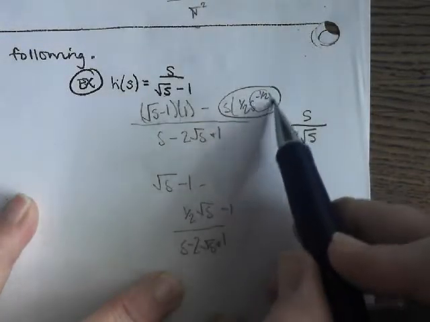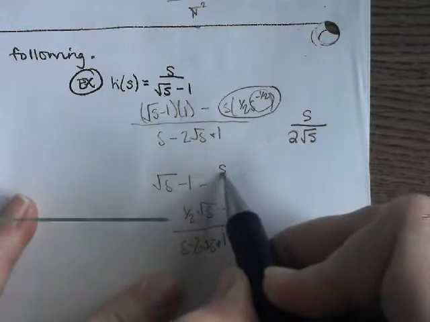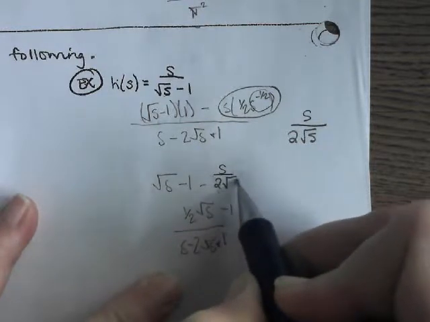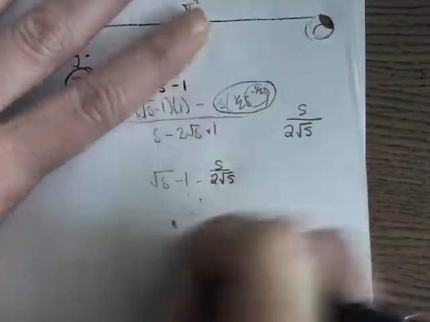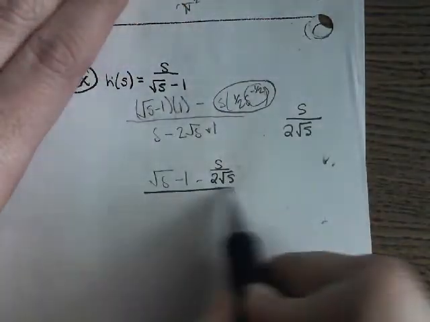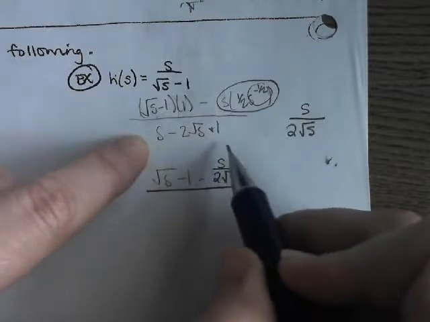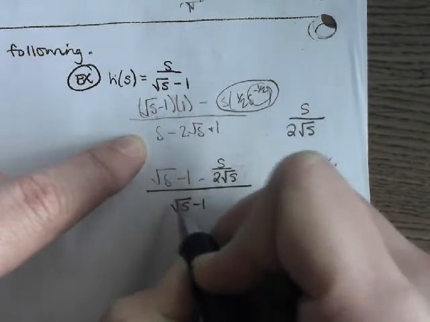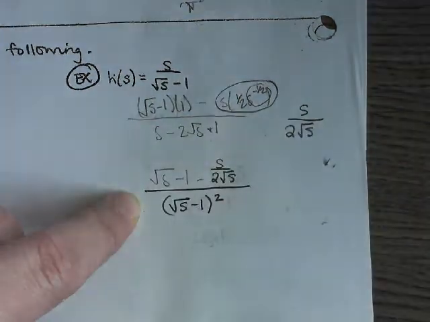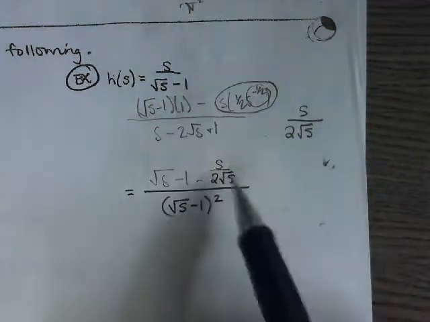So this had to move to the denominator, so it would be s over 2 root s. And then it's still all over. I probably wouldn't square that out. I know you did. I would just probably leave it as root s minus 1 squared. And then if we want to clean up the complex fraction from there, we can.